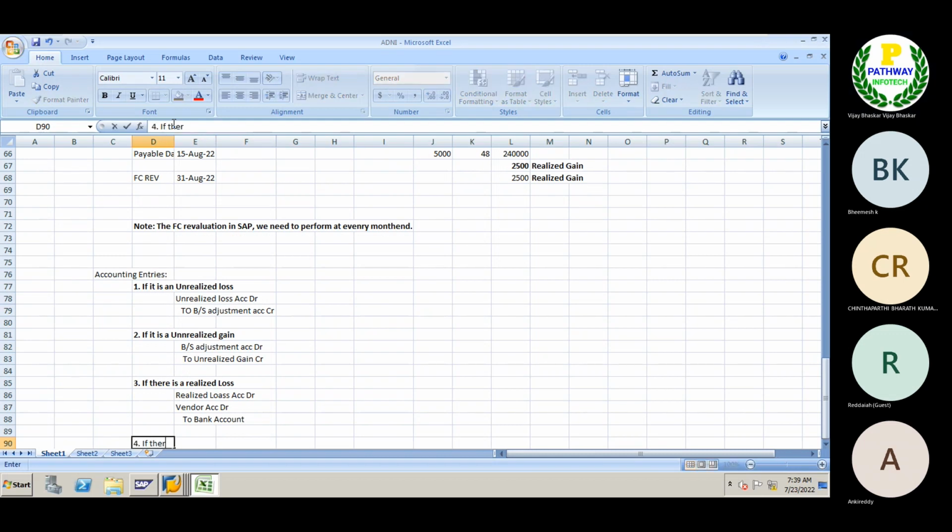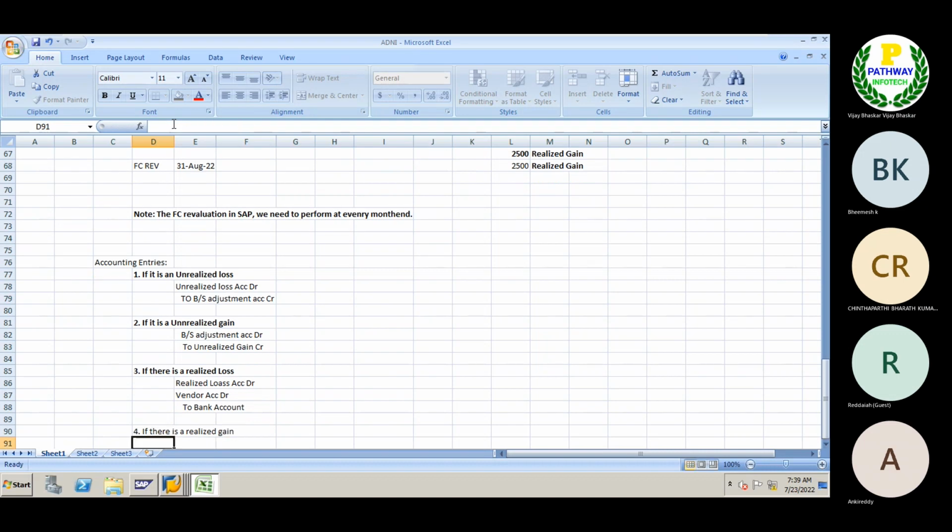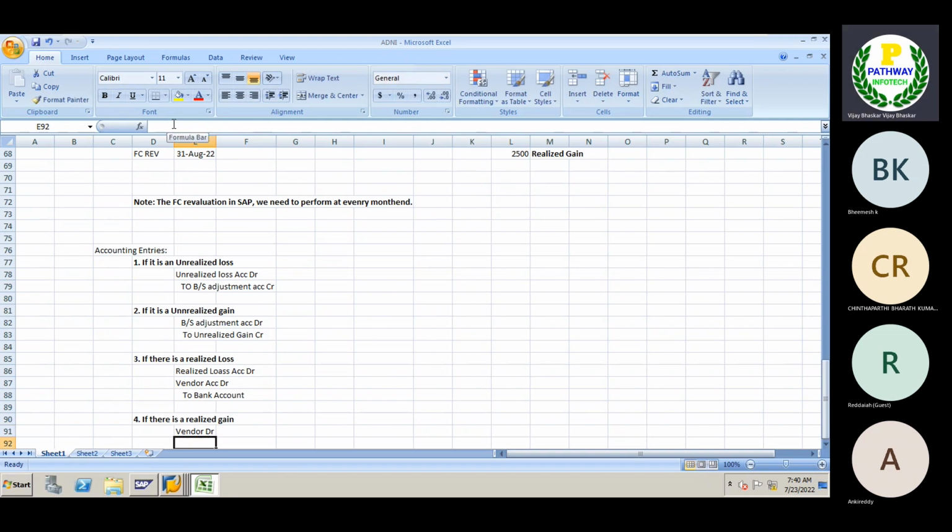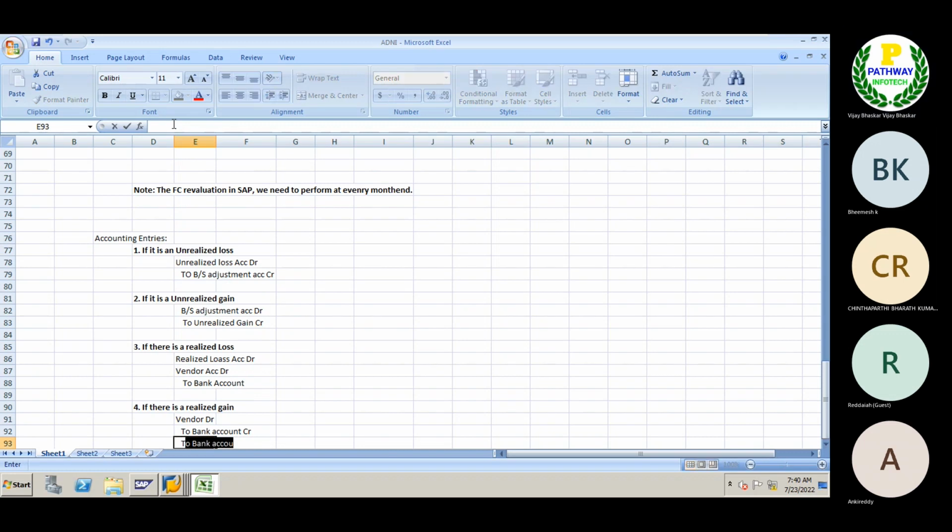The last one is a realized gain. If there is a realized gain, what is the accounting entry? The vendor account is debited, to the bank account, which is credited, and to the realized gain account, which is credited.